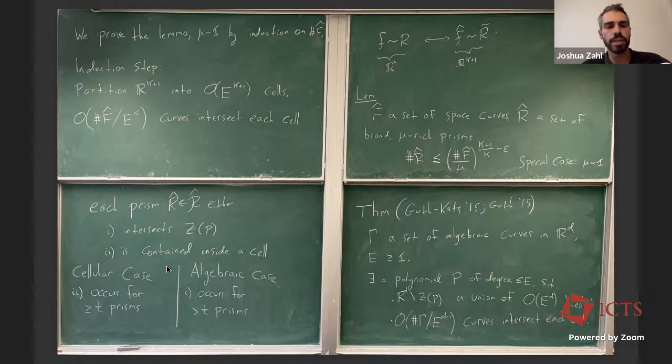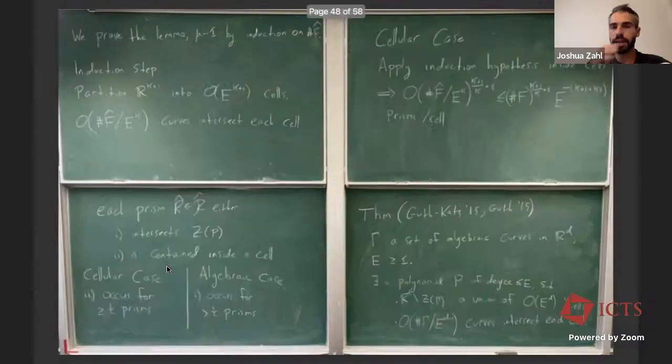So we can divide our problem into 2 scenarios. We say that we're in the cellular case if at least half of the prisms are contained inside of a cell, so item 2 occurs for at least half the prisms. And we say we're in the algebraic case if that doesn't happen, so item 1 occurs for at least half the prisms.